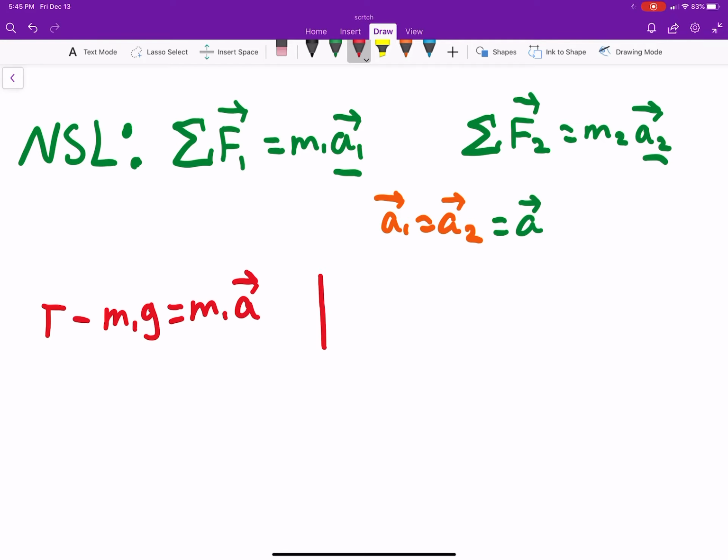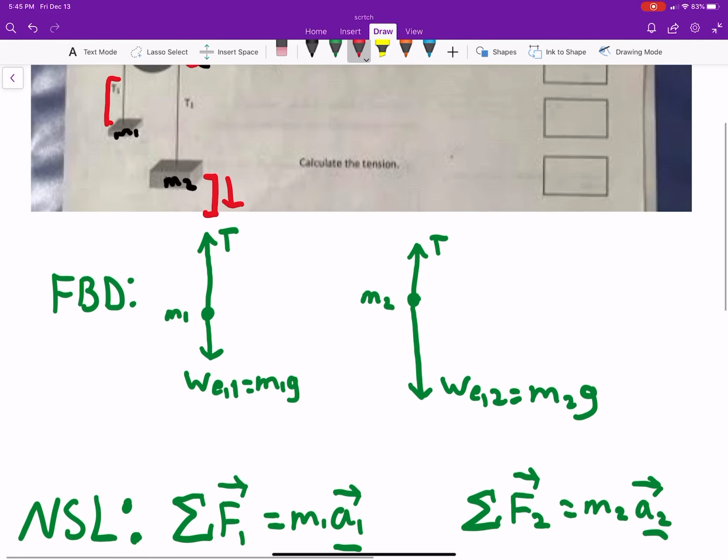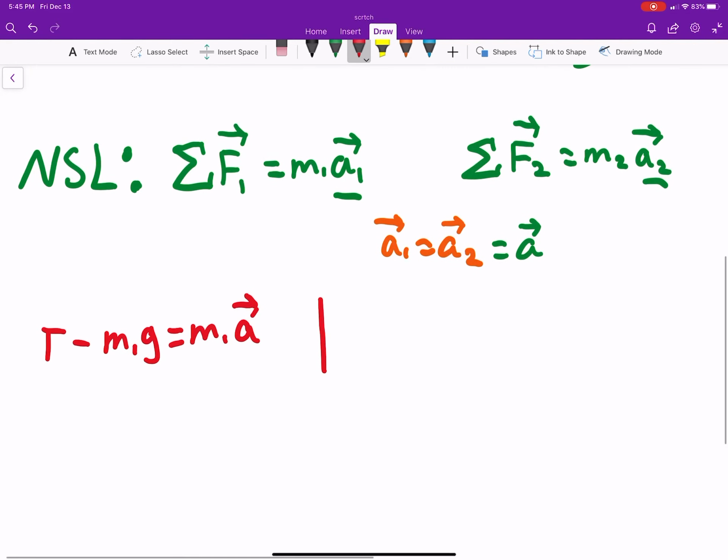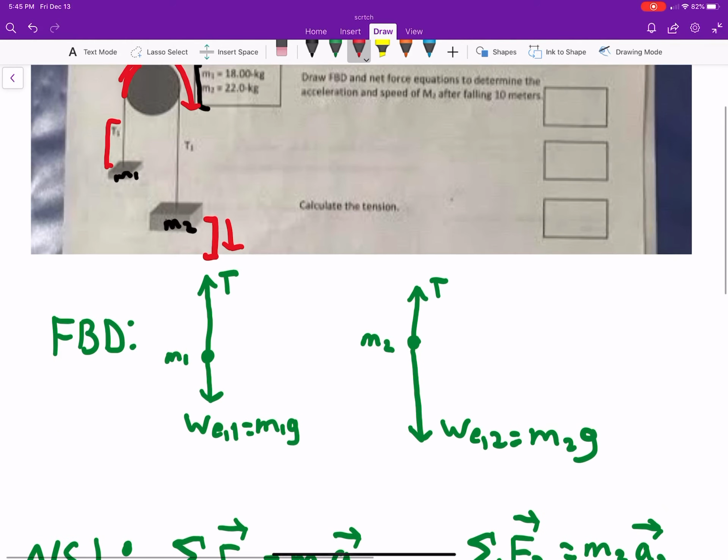And we can do the same thing for the second one. What do we have? Well, we just have to be mostly careful with our signs here. We have mass 2 times gravity minus tension equals m2a. Now the signs may confuse you a little bit.